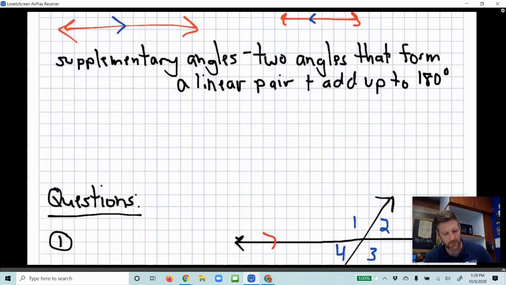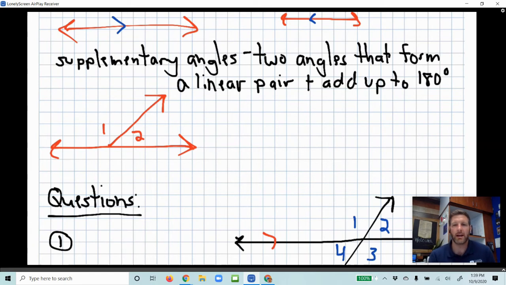Okay, supplementary angles. You should already know what that is. They're two angles that form a linear pair and add up to 180 degrees. So you've got your linear pair, looks like so. And then you have like this. And then you know that angles 2 and 1 add up to 180. Angle 1 plus angle 2 equals 180 degrees.